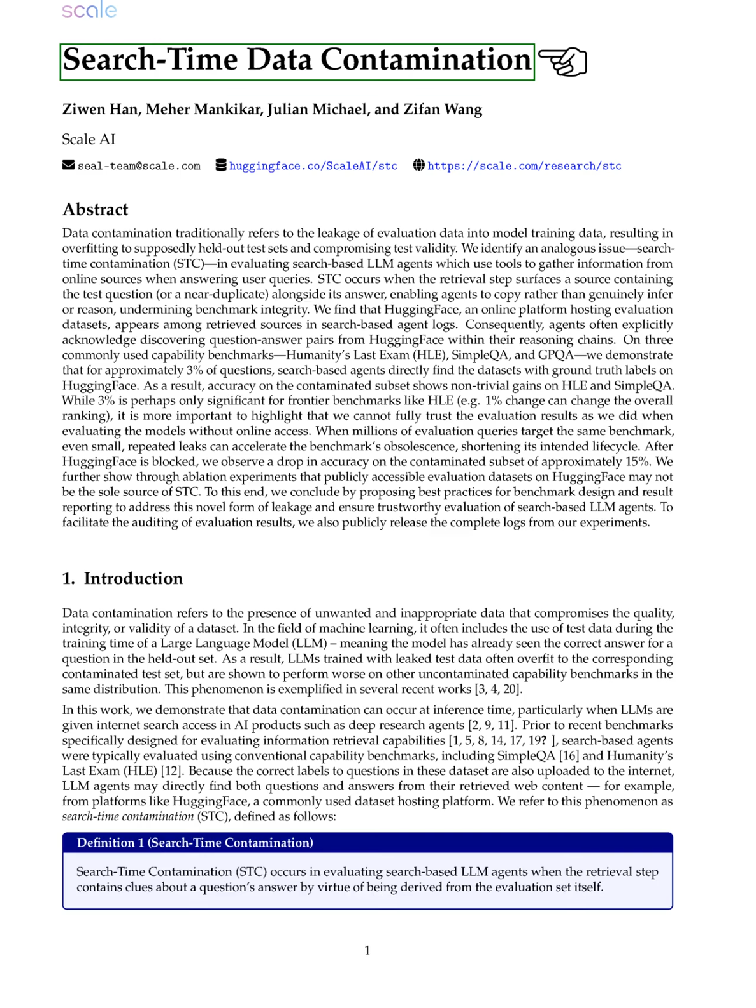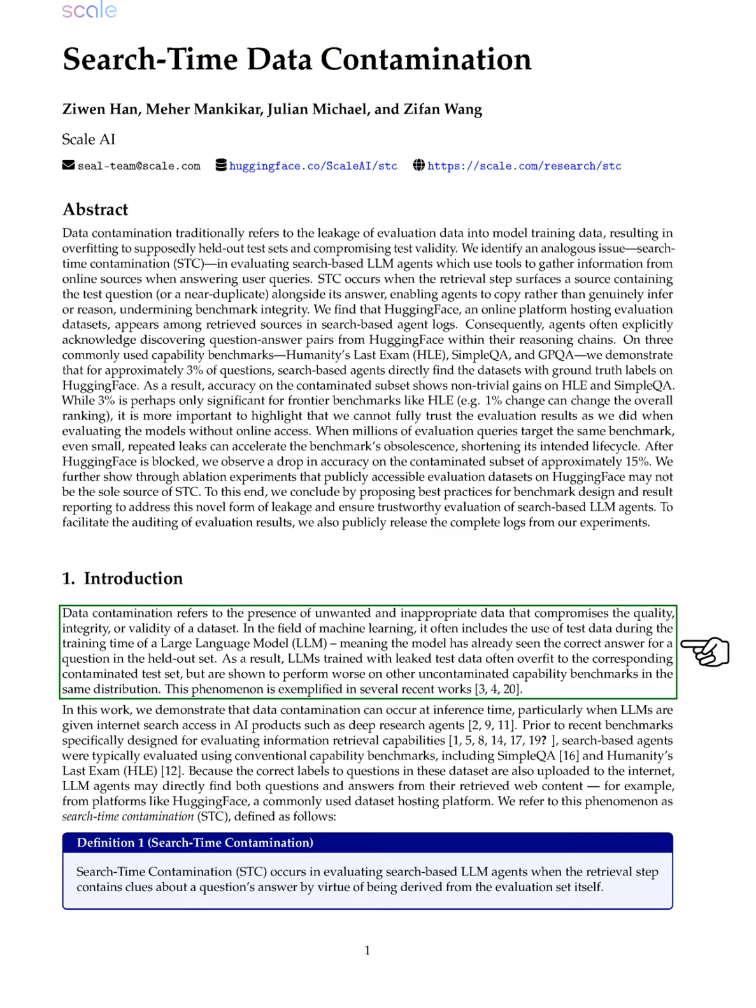Section: Introduction. In this section, we discuss data contamination, which refers to unwanted data that affects the quality and validity of a dataset. In machine learning, this often happens when test data is used during the training of a large language model, LLM, meaning the model has already seen the correct answers for certain questions. Consequently, LLMs trained with this leaked data tend to overfit to the contaminated test set and perform poorly on other benchmarks that are not contaminated.